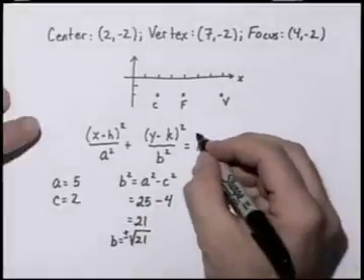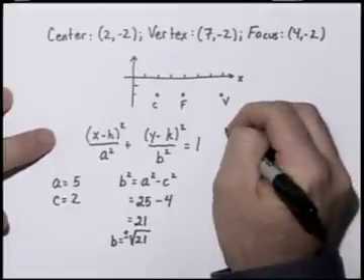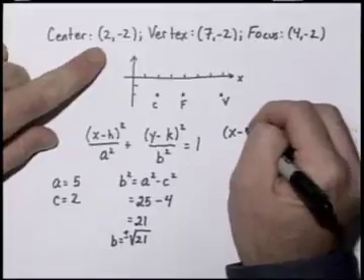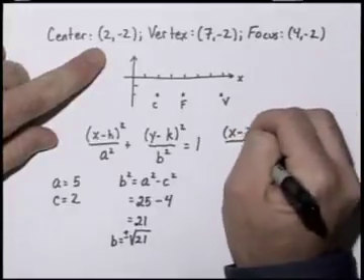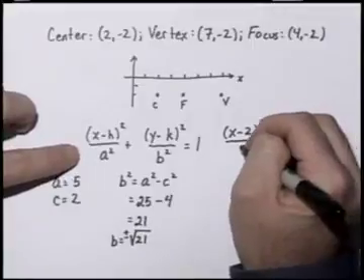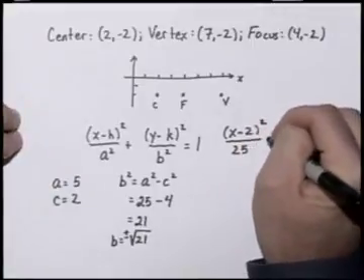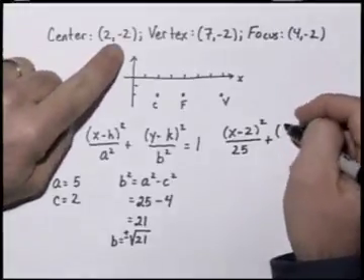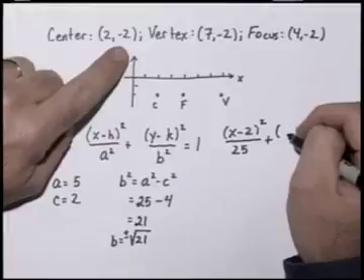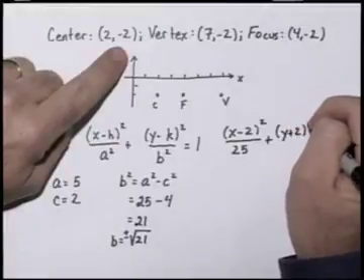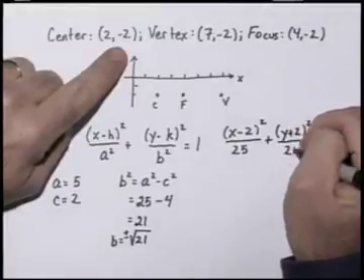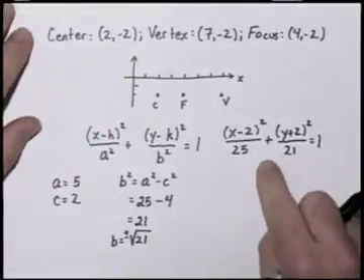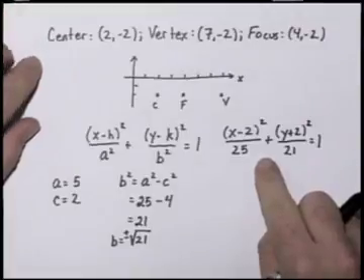Now what we can do is find the equation of our ellipse. It's going to be (x - h), where h is the x-coordinate of the center, so (x - 2) all squared over a², so over 25, plus (y - k)², so (y - (-2))², or (y + 2) all squared, over b², which is 21, equals 1. Now we're going to go ahead and graph the equation.